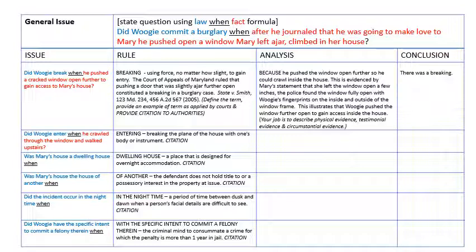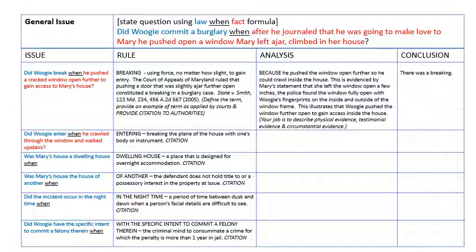What is a burglary? So if you went to the law library and you researched burglary, you would find a definition of common law burglary. And it's literally the breaking and entering the dwelling house of another in the nighttime with the specific intent to commit a felony therein. So that means that there are a lot of components to this definition, and it is often useful to break those down into elements.